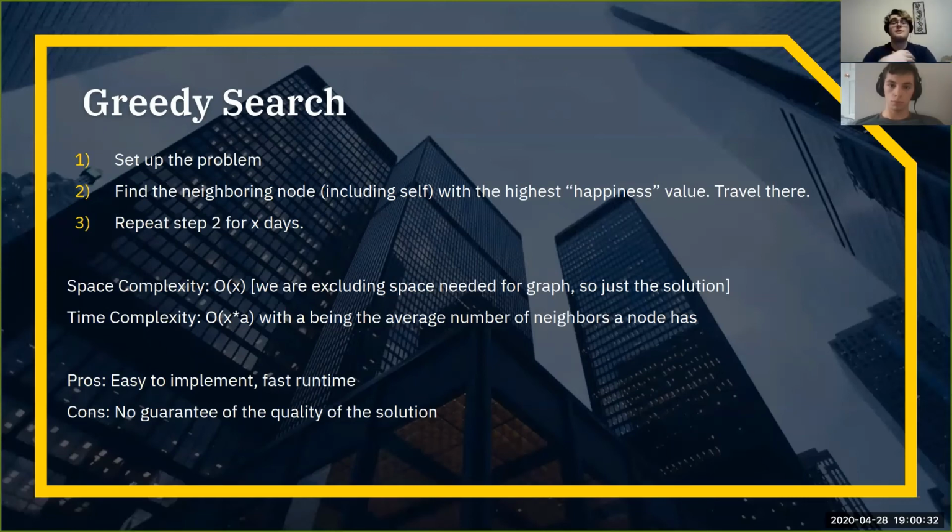The big issue with the greedy search is that there is no guarantee of the quality of the solution. In our solution, we have a 1 over d quality. In the brute force solution, we have a guaranteed maximal solution. But greedy search doesn't have this, which is why in some cases, if you need some standard of solution, you cannot use a greedy search.